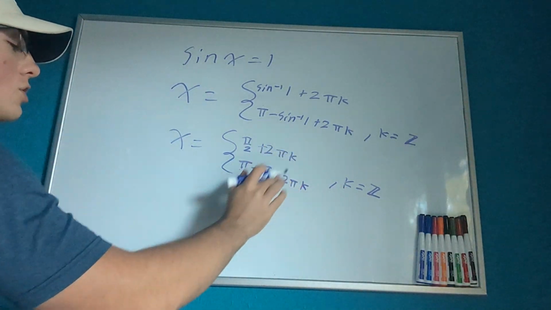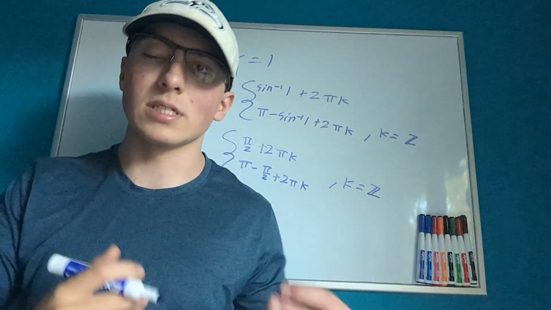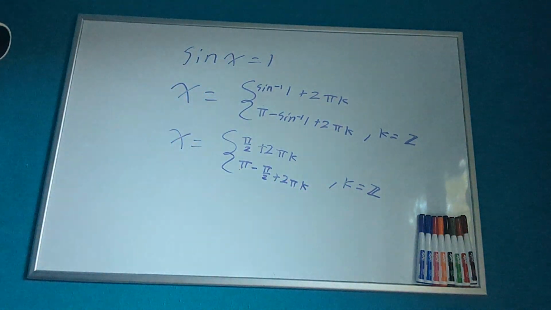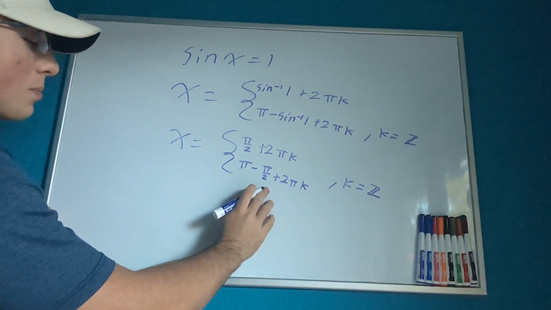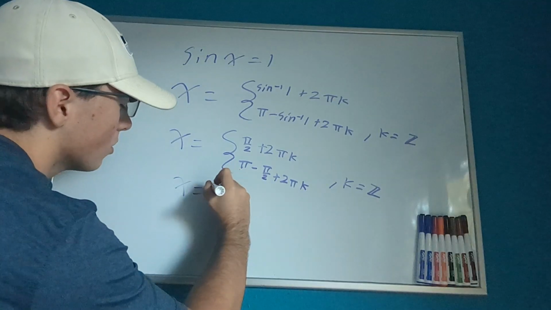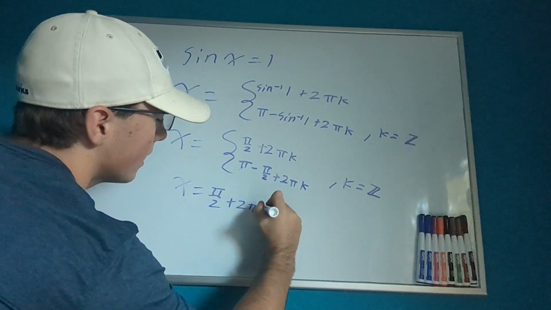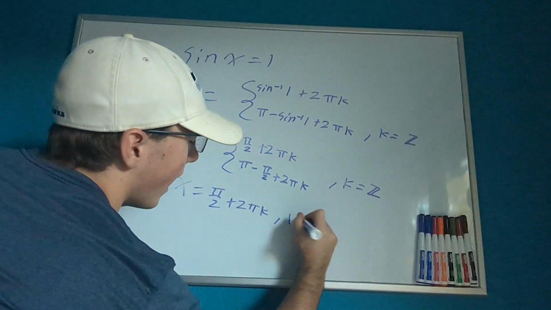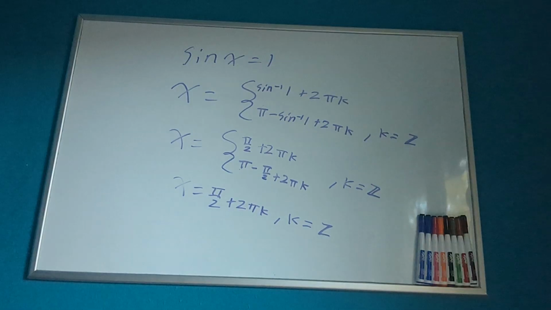But if you notice, these two are the exact same thing. That's not going to happen all the time, right? Most of the time you will, in fact, have multiple branches. But in this case, both of these are the same, because as you can see, pi minus pi over 2 equals pi over 2. So we can just then say x equals pi over 2 plus 2 pi k, and then k equals the integers, right? That's always an important fact to write down.